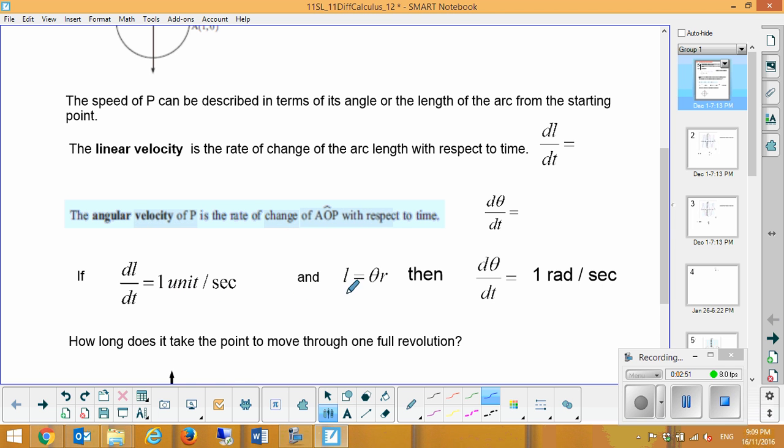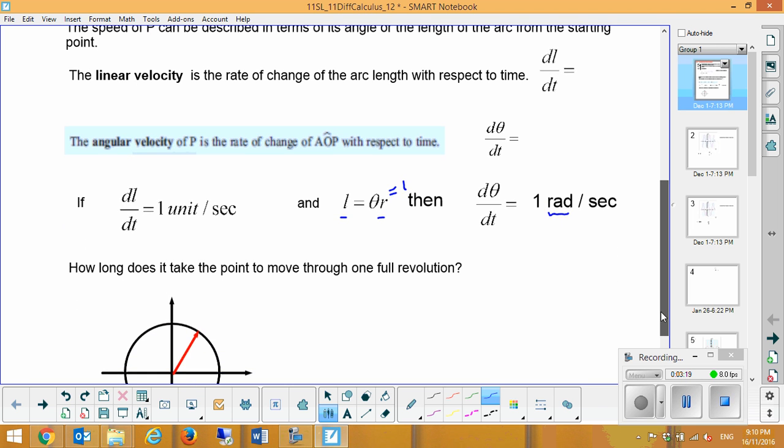And remember, the length of our arc is related by theta and the radius. So L is equal to theta times r. Because r is equal to 1, our d theta dt will also be 1 per second, but this 1 refers to 1 radian. So here are our units, 1 radian per second.